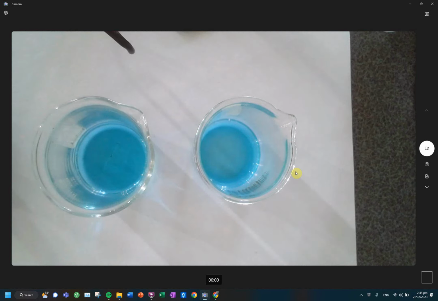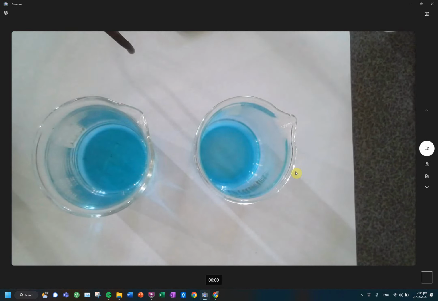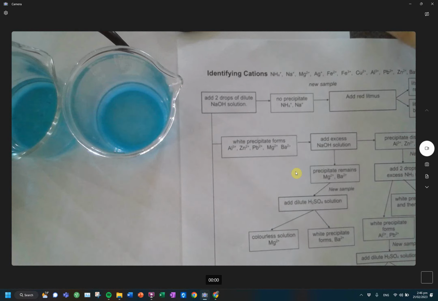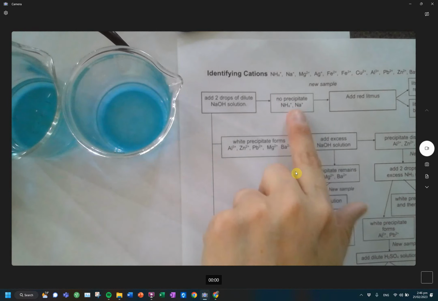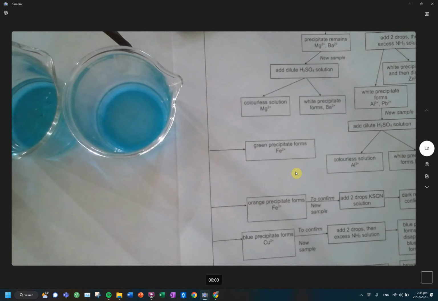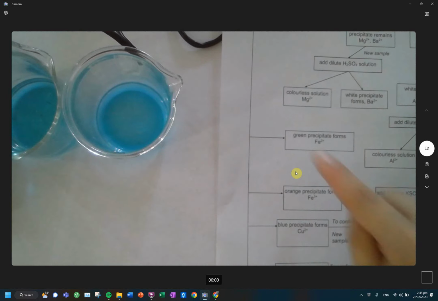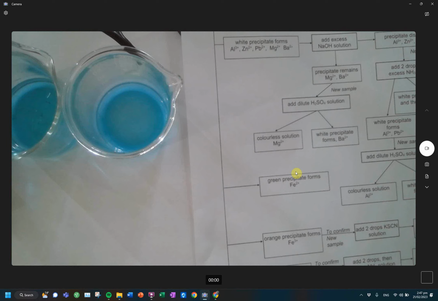Since we're talking about the copper ion, copper is a +2 ion, so I will be looking at my cation sheet, this one here. It says the first step whenever I'm trying to identify a cation is I need to drop 2 drops of the sodium hydroxide, which is what I have here. I'm just looking to see, do I have a precipitate and what color is that precipitate? If I look at that list, we have no precipitate, white precipitate, green, orange, blue, brown. All of those things will help me narrow down and go down a pathway.